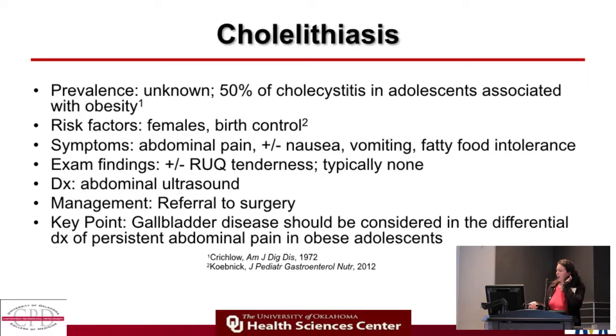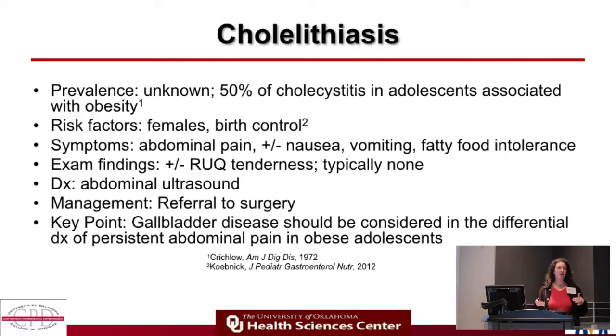Gallbladder disease is an increased risk in obese kids, particularly female adolescents who are on birth control. Providers will think of abdominal pain, potential nausea, vomiting, and fatty food intolerance. But I swear, the 4 kids I've seen who had gallbladder disease did not present that way. They had some abdominal pain, but no right upper quadrant tenderness on exam, and they didn't give a history of it being worse with certain foods. So we got the ultrasound, and there it was, and referral to surgery.